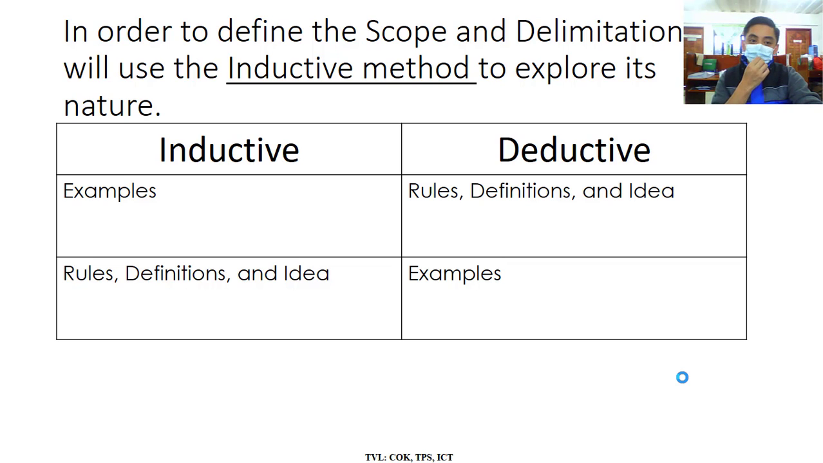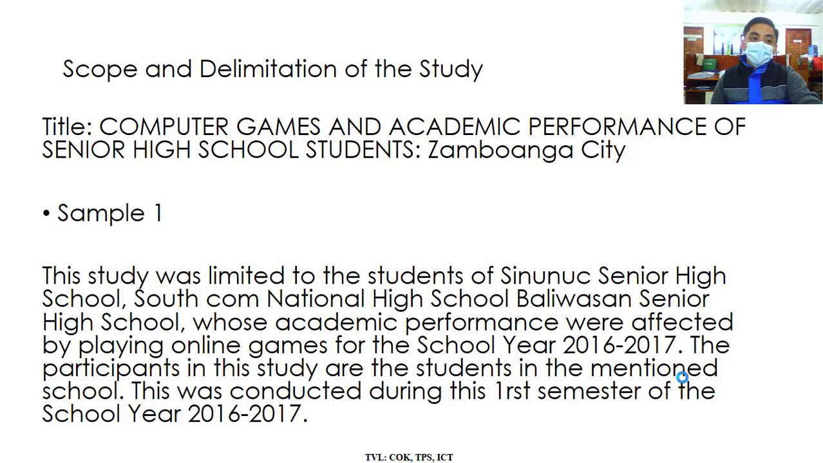Now let's immediately begin. Scope and delimitation of the study. We have here a title, Computer Games and the Academic Performance of the Senior High School Students. This is research coming from Zamboanga City, from a particular school, South National High School in Baliwasan, somewhere in Zamboanga. Now, let's look and try to dissect this example.